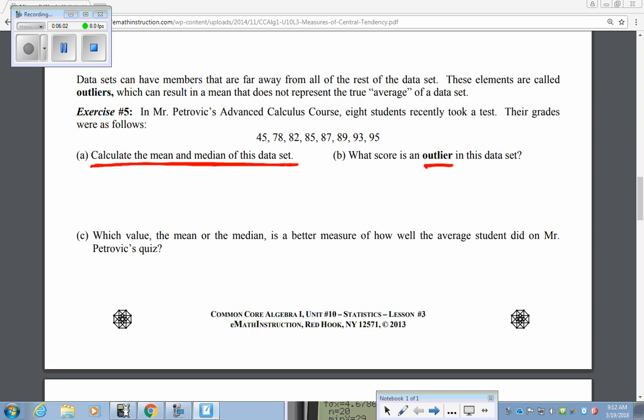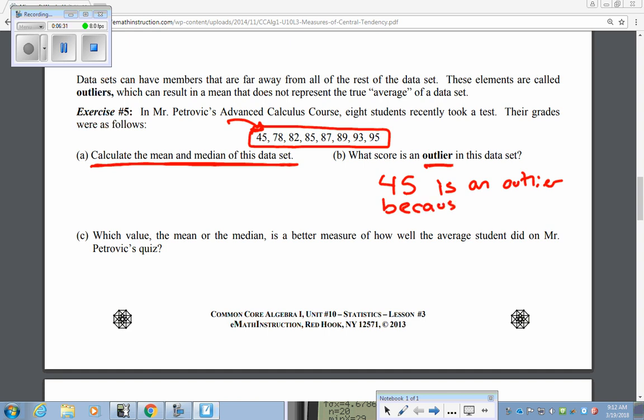and talk about what an outlier is. So if you look at all the data that we have for these scores on the test, you'll notice that most of the students did pretty well and passed the test. There was only one student that got a 45, and that's considered an outlier. So 45 is an outlier in this case, because it is so far away from the other data.